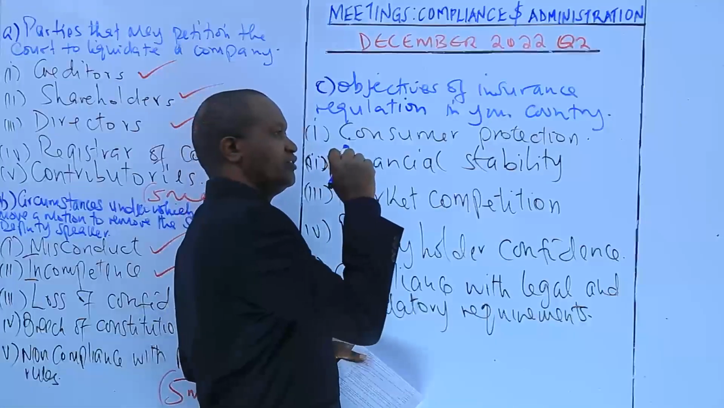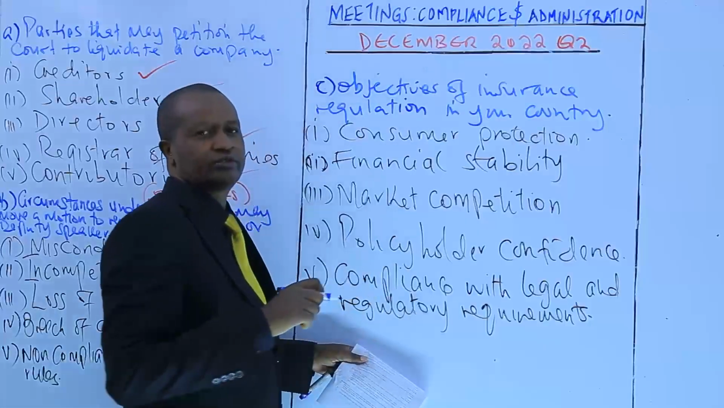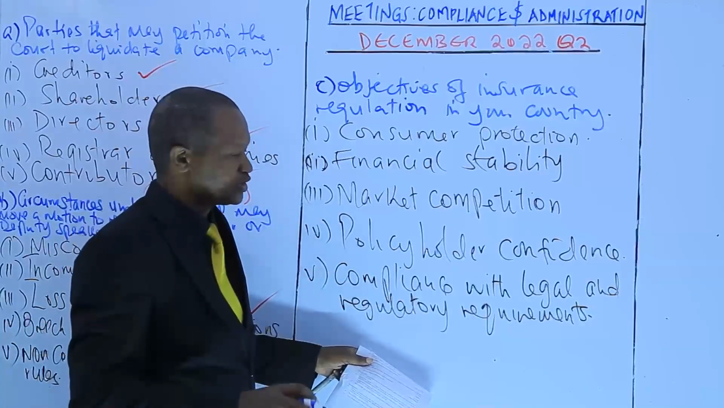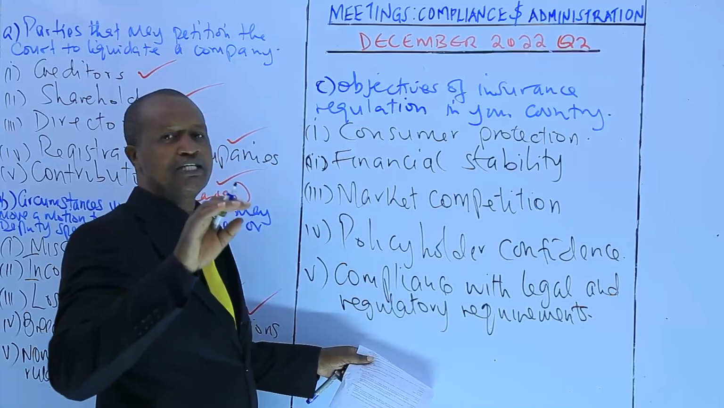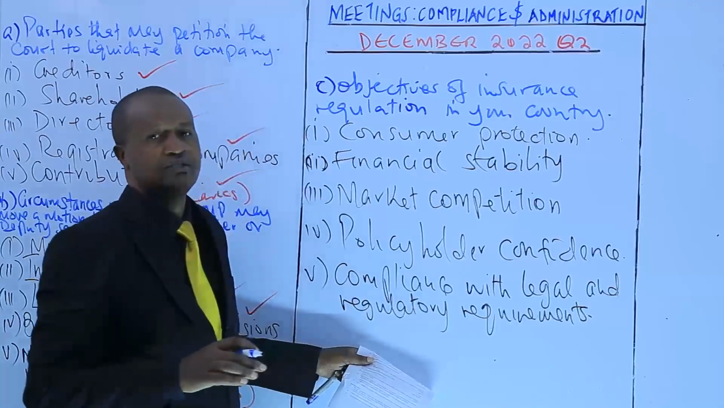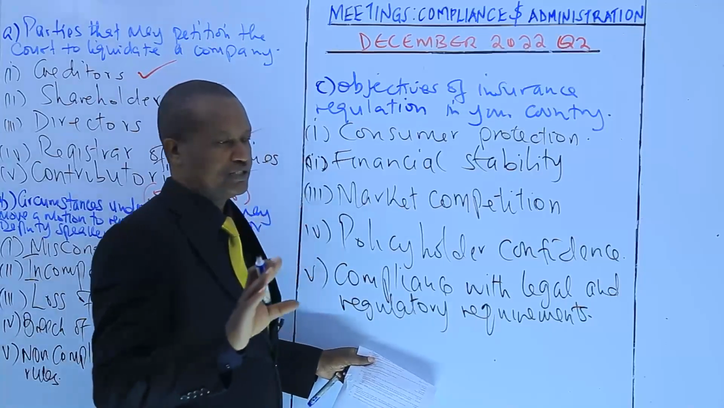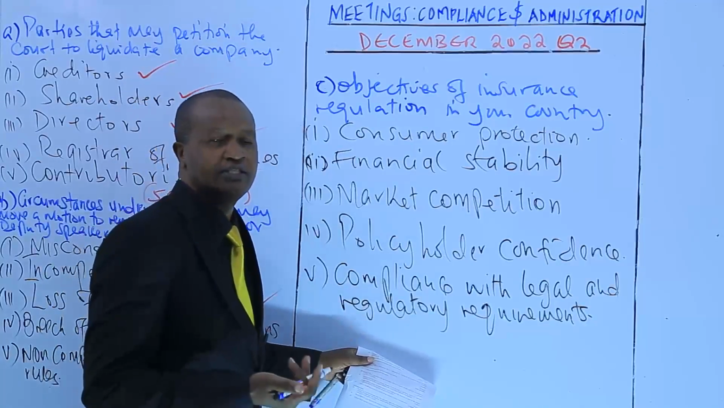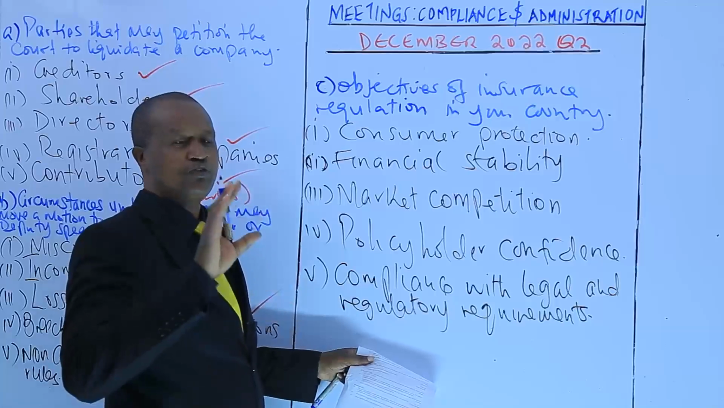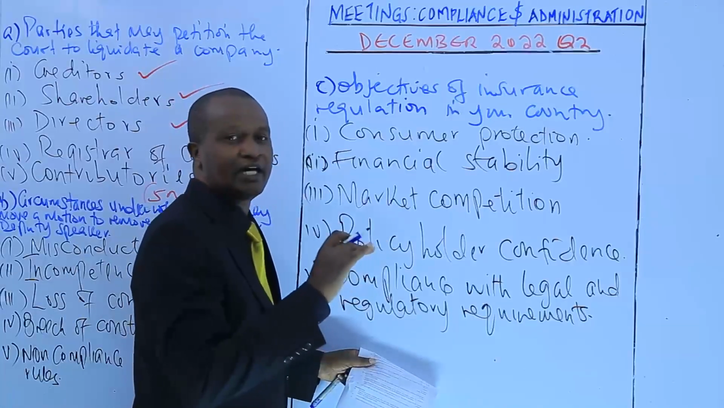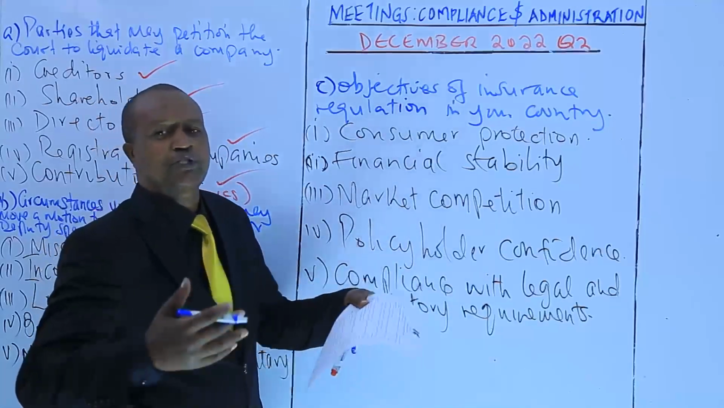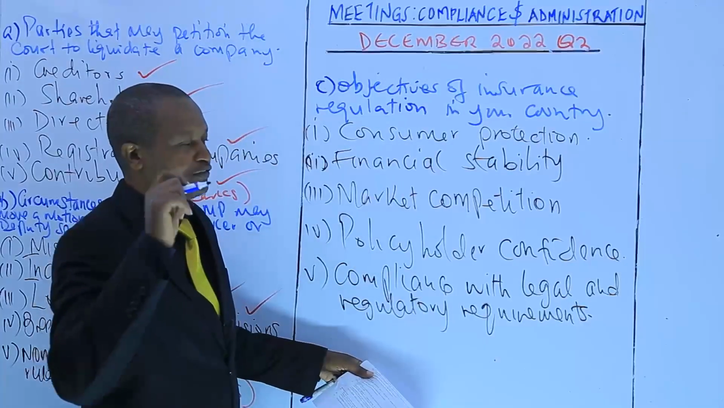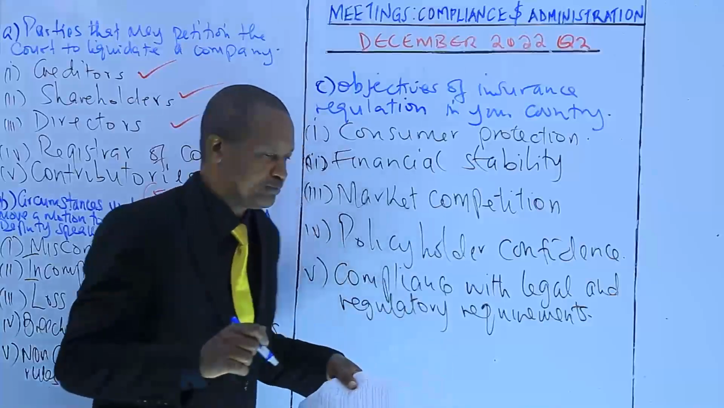Insurance regulation ensures that insurance companies comply with relevant laws, regulations and licensing requirements. And that includes licensing and supervision of insurers. It may also include approval of insurance products and enforcement of compliance with anti-money laundering and fraud prevention measures.